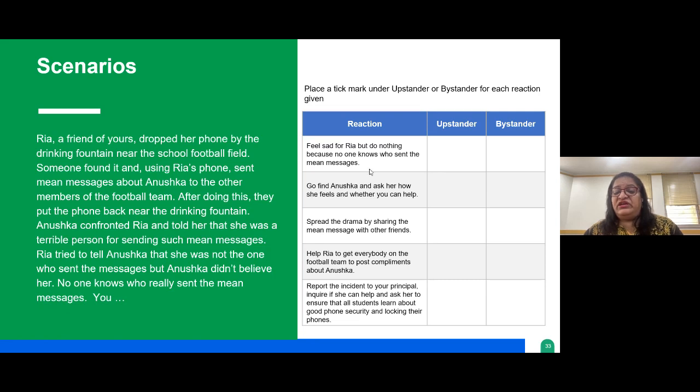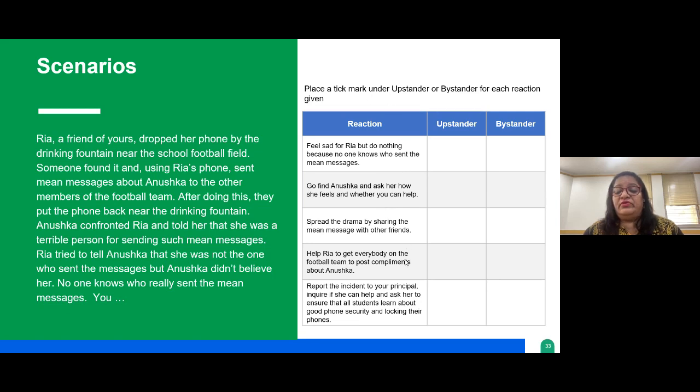Now let's take up the scenario and see your reactions, whether you would want to be an upstander or a bystander. We'll talk about these reactions one by one. Irene, could you open the Q&A for this? We can actually see people giving their answers. So, scenario one reaction: you feel sad for Ria, but do nothing because no one knows who sent the messages. What would you do in such a situation? Would you be an upstander or a bystander? Let's see the responses coming in. I am waiting for people's reactions to come in the Q&A.